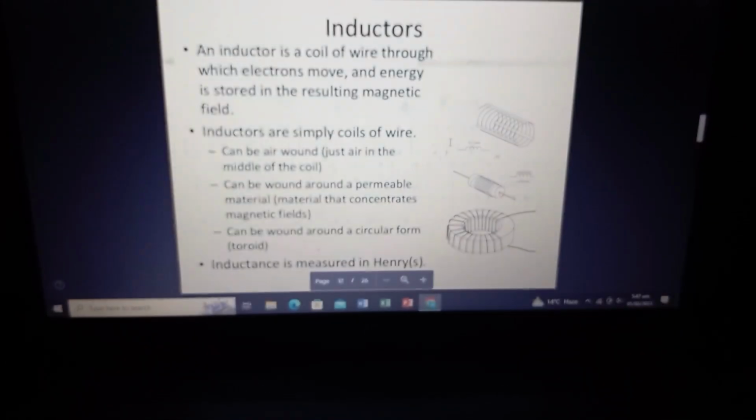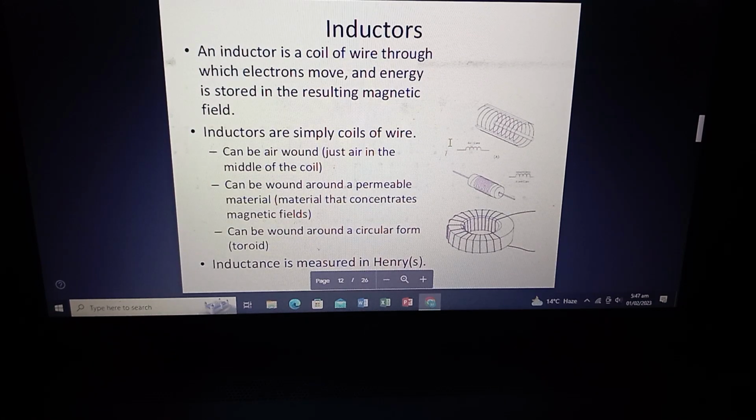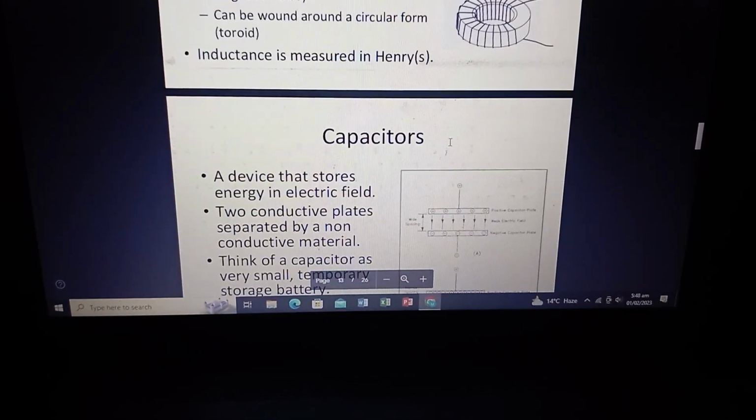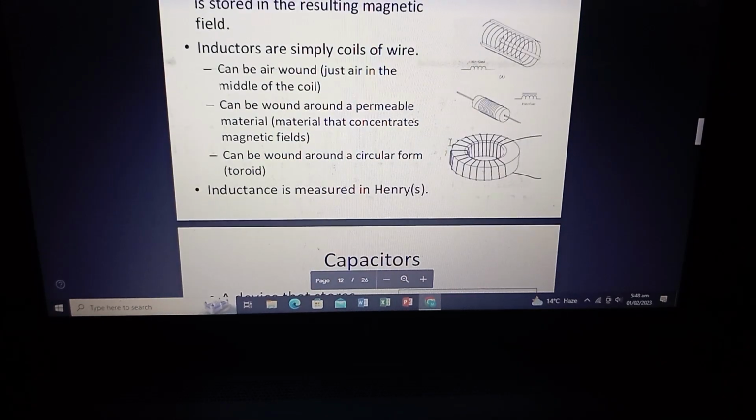The next topic is inductors. An inductor is a coil of wire through which electrons move and energy is stored in the resulting magnetic field. Inductors are simply coils of wire, can be air wound, can be wound around a permeable material that concentrates magnetic fields, can be wound around a circular form. Inductance is measured in henries. It means the henry is the unit of inductance.